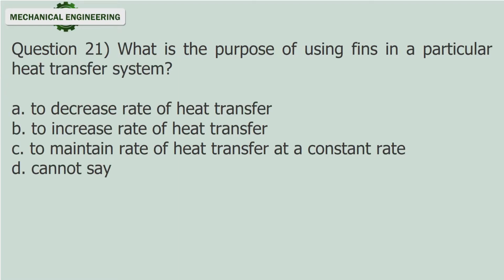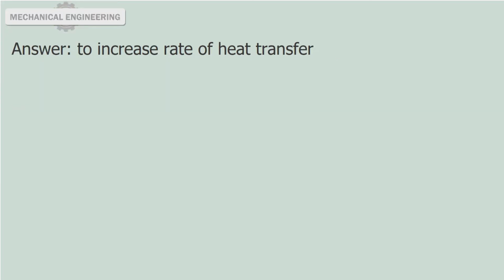Question 21. What is the purpose of using fins in a particular heat transfer system? A. To decrease rate of heat transfer. B. To increase rate of heat transfer. C. To maintain rate of heat transfer at a constant rate. D. Cannot say. Answer: to increase rate of heat transfer.